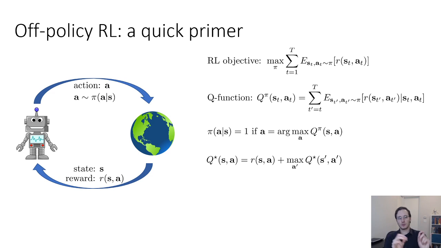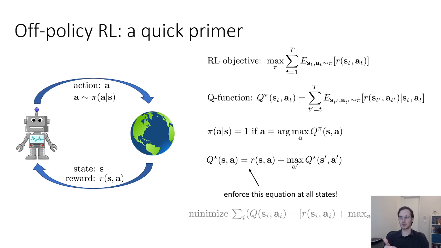And you can also skip the middleman and directly enforce the Bellman optimality equation for all state action tuples. So if you can make Q(s,a) equal to r(s,a) plus the max of the Q value at the next time step, then you can also show that recovering the greedy policy from this will get you the optimal policy. And one way you could do this is you could enforce this equation at all states by minimizing the difference between its left-hand side and right-hand side.